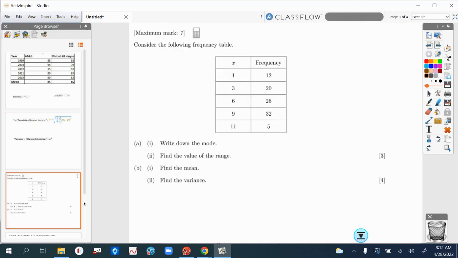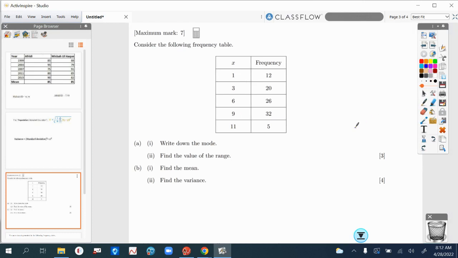So here, this is a Revision Village question, a fairly straightforward one, something you can answer just by looking at the table. Write down the mode, so the most common value. This should be familiar to you from your IGCSE work. The most common value from a frequency table, obviously look at the highest frequency, so it would be 9.